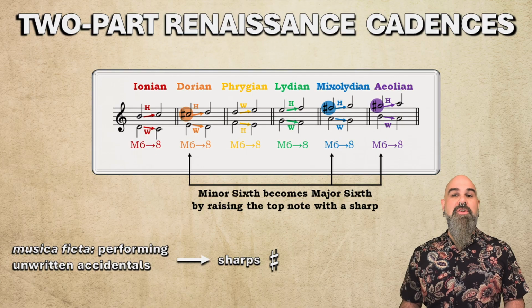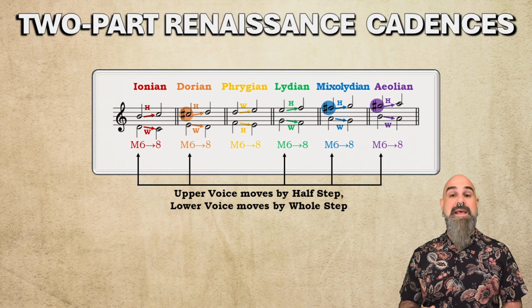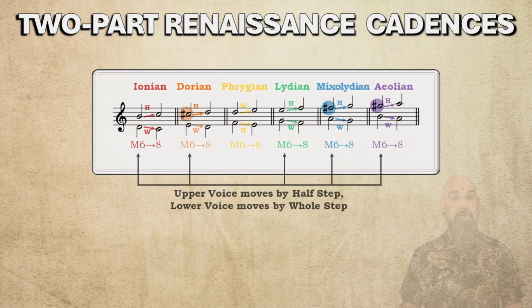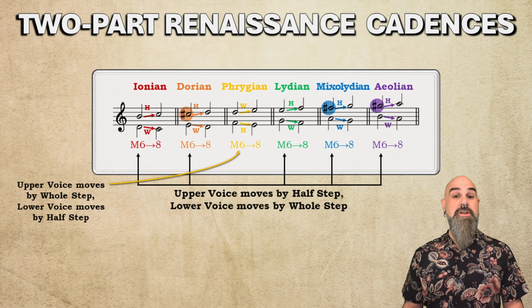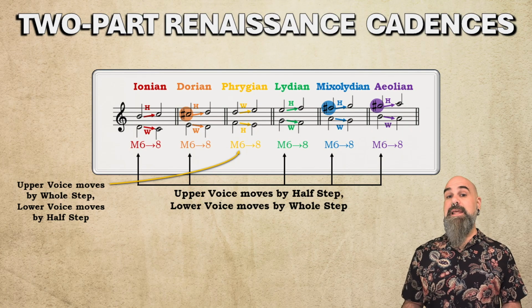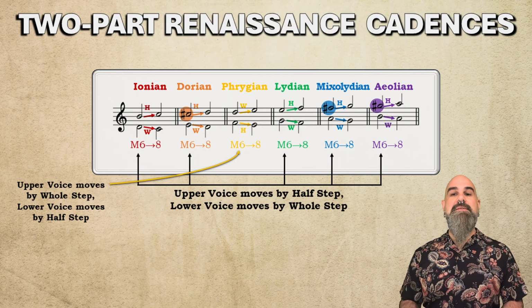So, what does this have to do with the Phrygian half cadence? After all that adjusting, 5 of the 6 modes ended up with cadences that followed the same model. The upper voice moves by half step, and the lower voice moves by whole step. But Phrygian was the odd one out. It already had that major sixth interval, so it didn't need any help. But the half and whole step endings are flipped upside down. That gave it a unique cadence and a sound unlike any of the others.